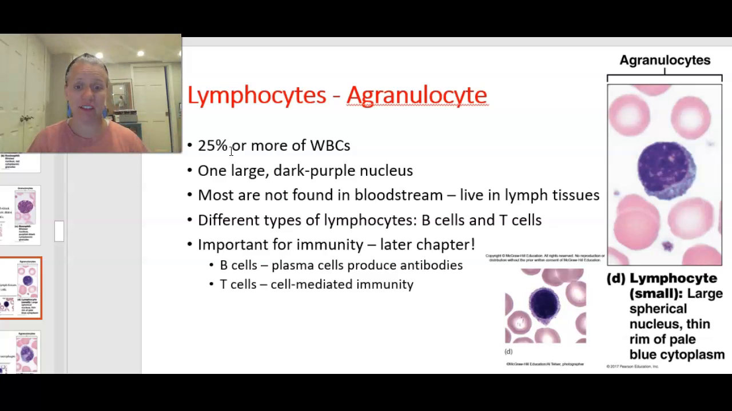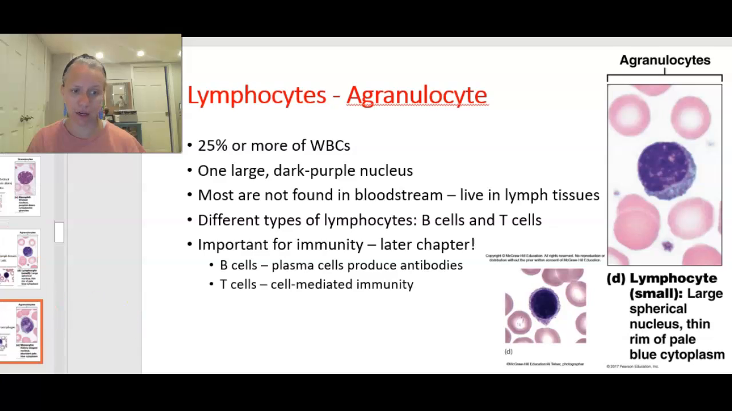Okay, there's different types of lymphocytes. There's actually 3 different types of lymphocytes. We'll talk more about these later, B cells and T cells. Okay, B cells produce antibodies, and T cells are important for something called cell-mediated immunity. Again, we'll discuss more of this later.